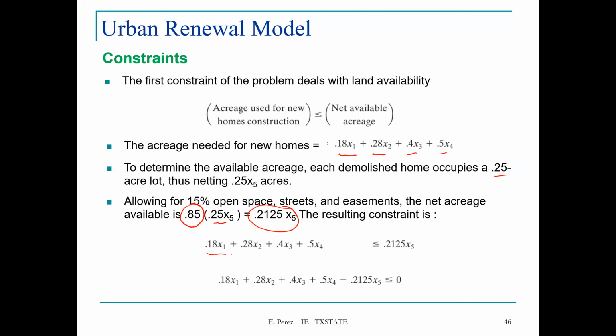So the resulting constraint is as follows. The summation of the new development in terms of space needed has to be less than or equal to the space that is going to be available. This space is going to depend on how many units we are going to demolish, and the new development is going to be based on the number of units that are single, double, triple, and quadruple. So putting all this together, we can move this to the left-hand side, and we have this equation: 0.18 x1 plus 0.28 x2 plus 0.4 x3 plus 0.5 x4 minus 0.2125 x5 has to be less than or equal to 0.